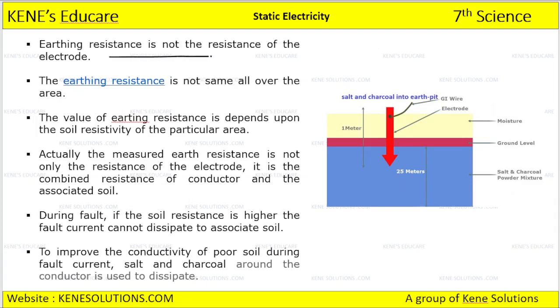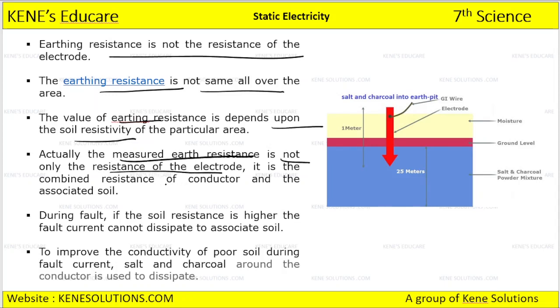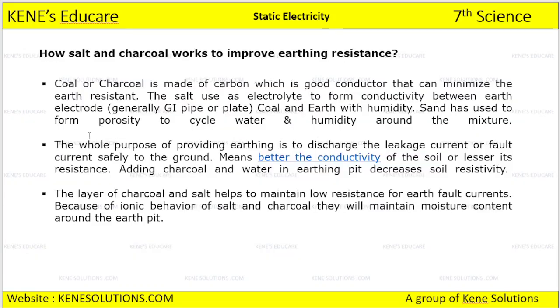Now, earthing resistance is not the resistance of the electrode. The earthing resistance is not the same at all. The value of earthing resistance depends upon the soil resistivity. Actually, the major earth resistance is not only the resistance of the electrode, it is a combined resistance. So, if the soil resistance is higher, the fault current cannot dissipate to the earth. So, just to improve the conductivity and soil resistivity reduce karega, that's why coal and salt is added. This is the reason that we have discussed earlier.